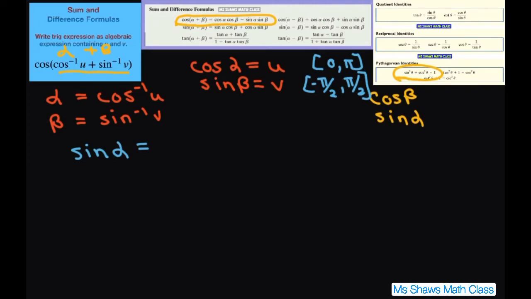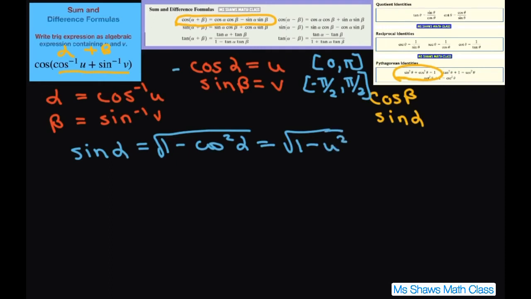All right, so to find sine of alpha, that's like, if this was squared, it's 1 minus cosine squared of alpha. But we only want sine, so take the square root of both sides, and you just get this, which equals square root of 1 minus, now cosine of alpha is u, so that's going to be minus u squared.